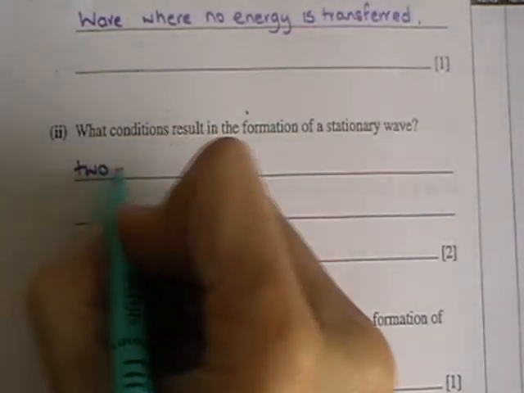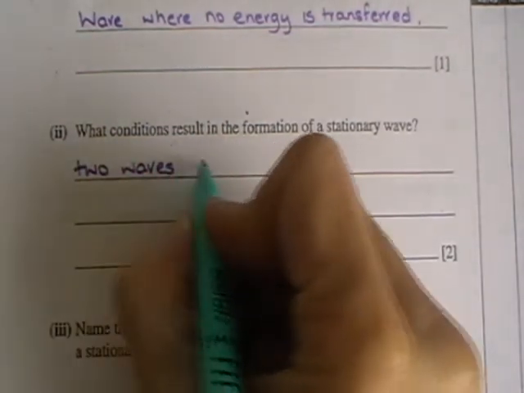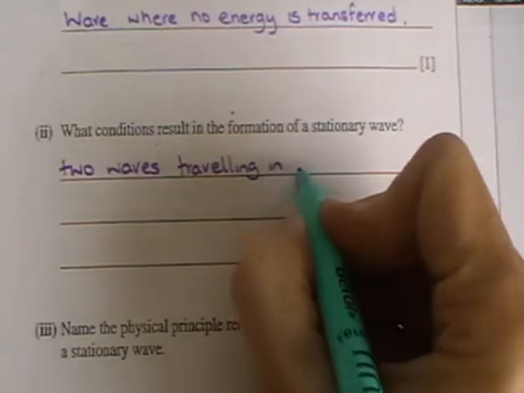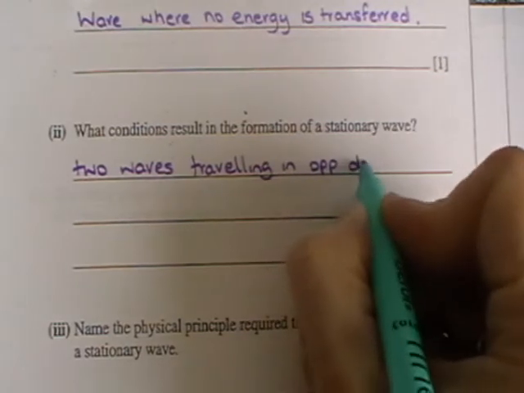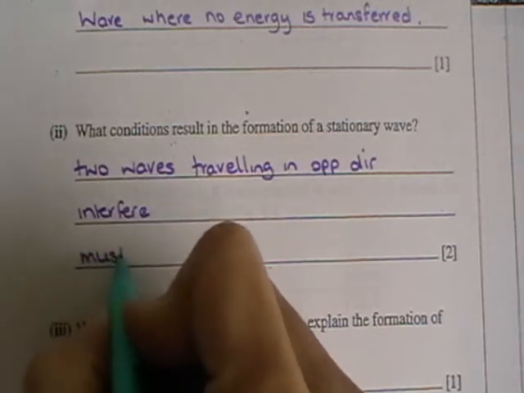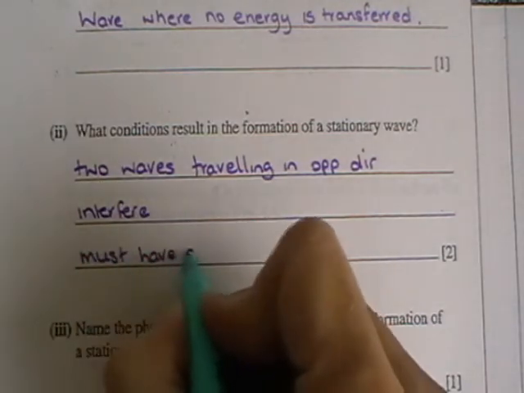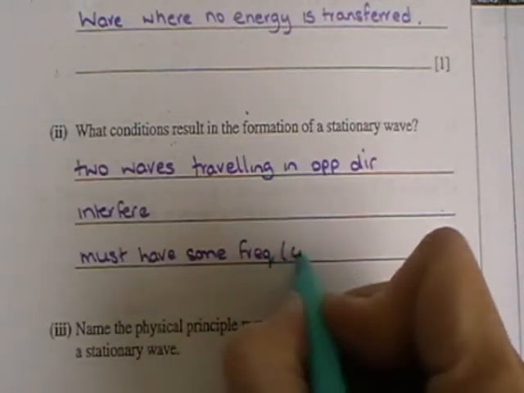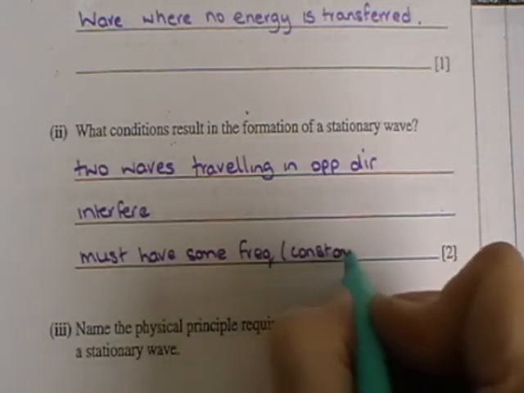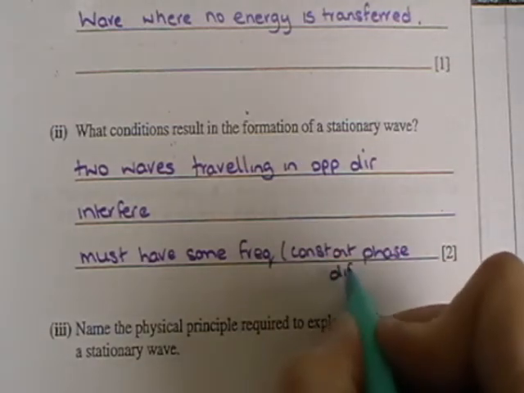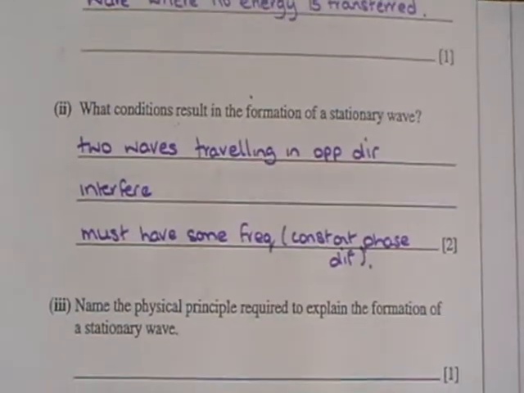So 2 waves travelling in opposite directions interfere, and they must have the same frequency, or you could say a constant phase difference, or you could say that they are coherent, which means the same thing.